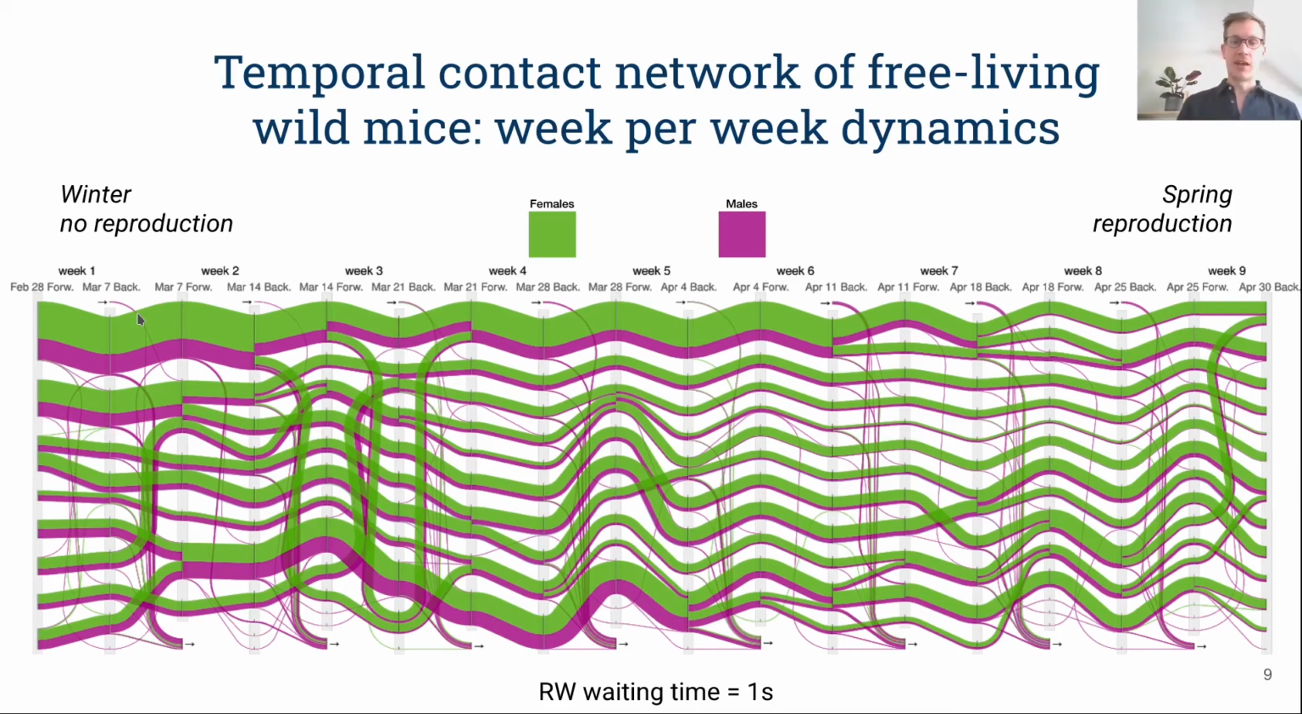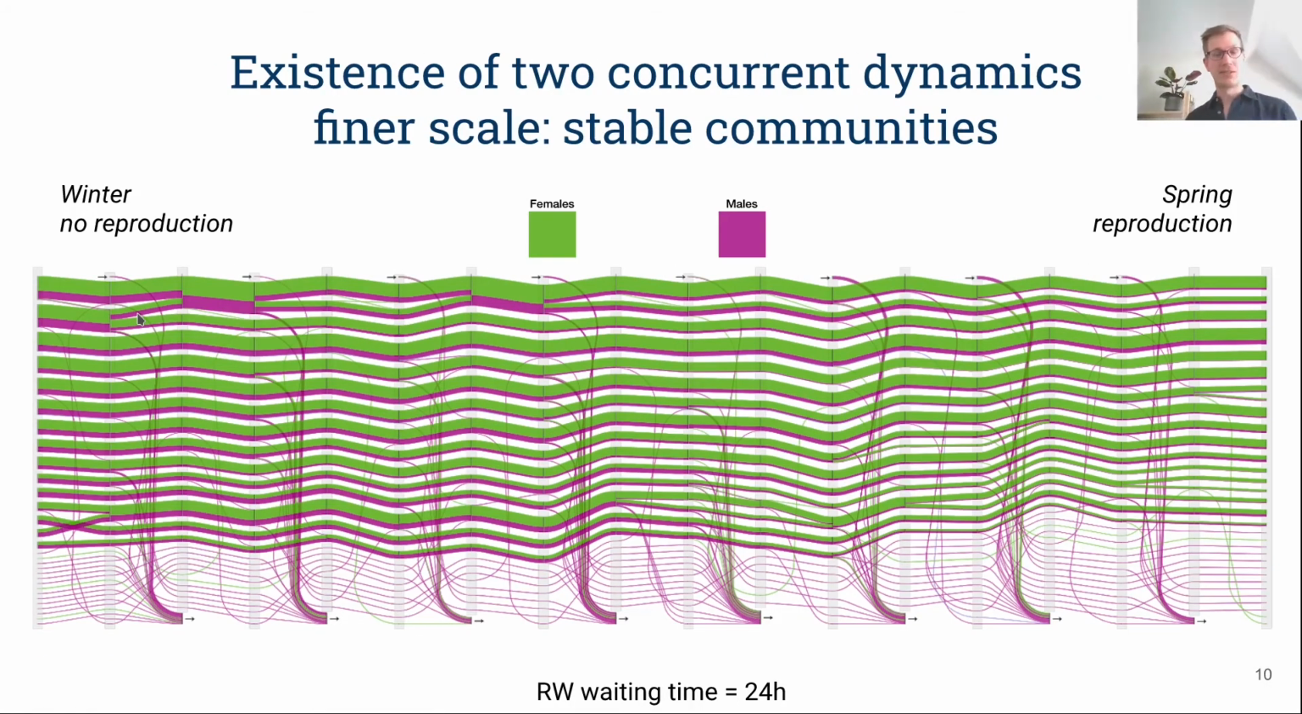But what is very interesting is that now if we look at a different dynamic scale with a waiting time of 24 hours, we see that here we have quite different pictures with communities that are extremely stable with time, which means that actually there are also very stable social groups in this system.